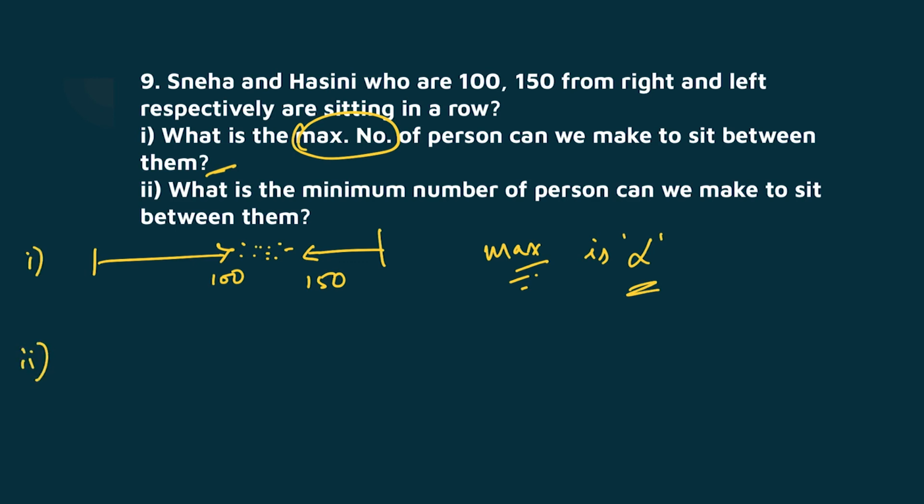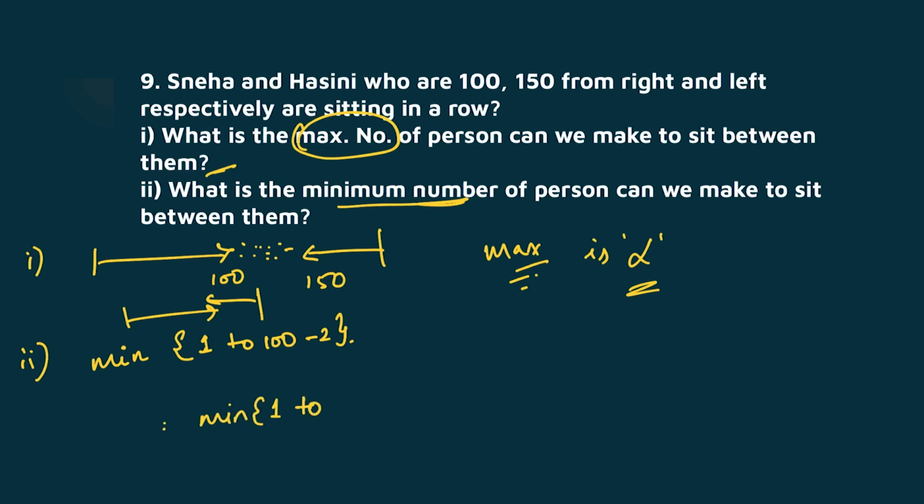And now we have to find what will be the minimum number of persons we can make to sit between them. So the minimum number of persons we can make to sit between them is 1 to 100 minus 2. So that is, a minimum of one person can sit in between them, and we know this is the least number. So take the least number and minus 2, that is, subtract Sneha and Hasini, because we are making the persons sit in between them. So excluding them there will be 100 minus 2.